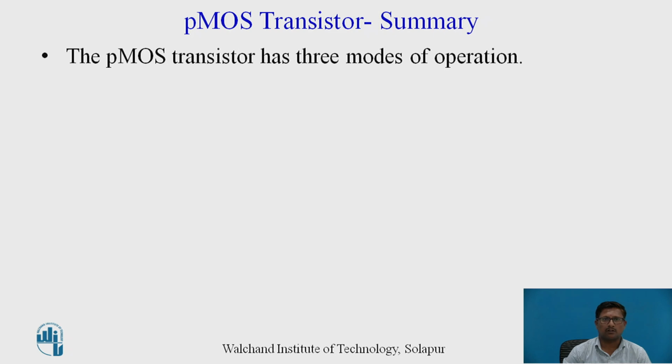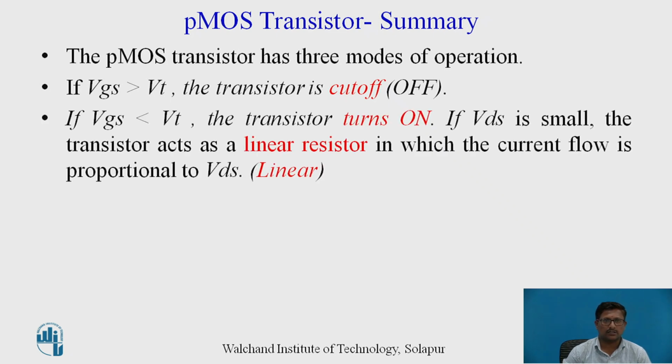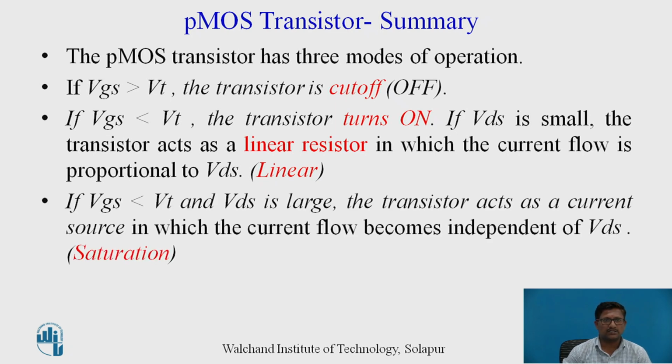Now this is the summary for the PMOS transistor. The PMOS transistor has three modes of operation. If VGS is greater than VT, the transistor is in cutoff, exactly opposite to the NMOS. If VGS is less than the threshold voltage VT, the transistor turns on. If VDS is small, the transistor acts as a linear resistor in which the current flow IDS is proportional to VDS. If VGS is less than VT and VDS is increasing or kept sufficiently large, the transistor acts as a current source in which the current flow becomes totally independent of VDS. This is the saturation region.